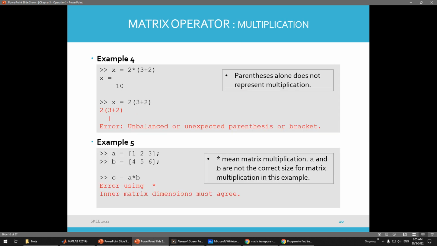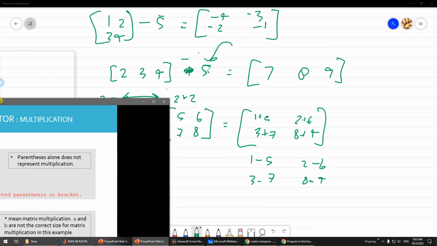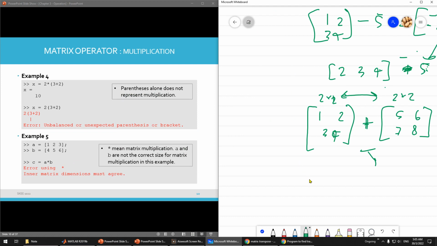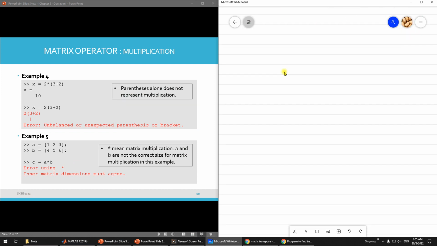So I give you another example, the multiplication. 2 multiplied by 3 plus 2 is 10. For multiplication, this one usually happens. So you have 2 multiplied by 3 plus 2. Remember BODMAS, you have to follow the law of BODMAS.